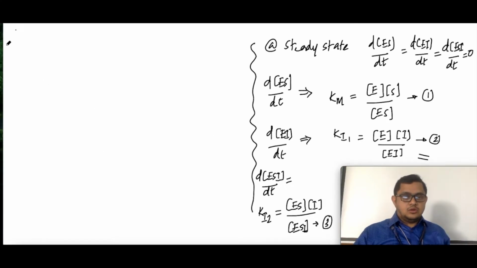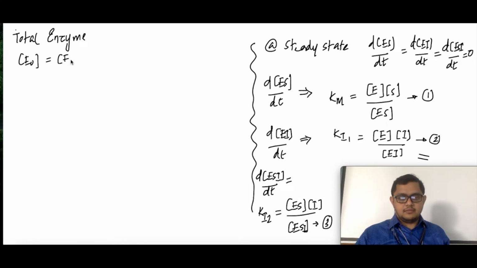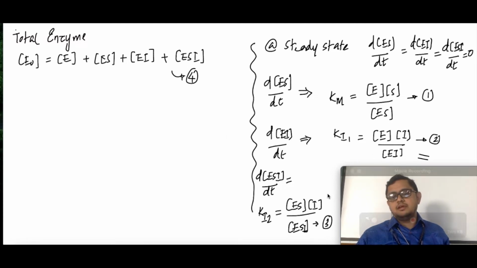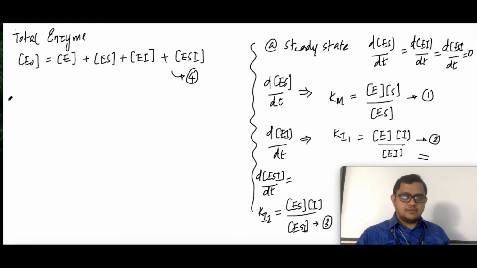The total enzyme E naught is present in any one of these forms: free enzyme E, or enzyme substrate complex ES, or enzyme inhibitor complex EI, or enzyme substrate inhibitor complex ESI. So you can say this is equation number 4. Now we are going to substitute ES, EI and ESI into another form with the help of equations 2 and 3. Let me start with equation number 3. So equation number 3 is this.